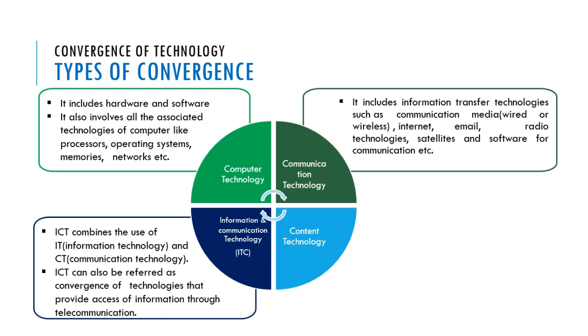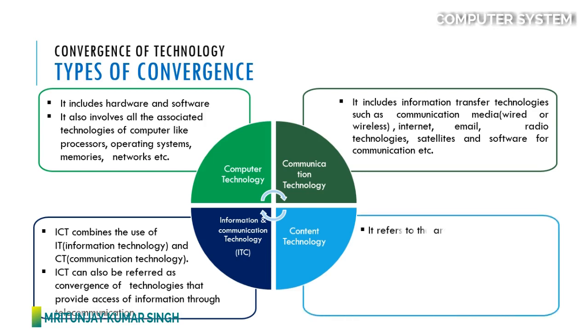The next is information and communication technology. This information and communication technology, in short called ICT, is a combination of two technologies, that is information technology and communication technology. It can also be referred to as the convergence of technologies that provides access to information through telecommunication. Now the next and the last is content technology.